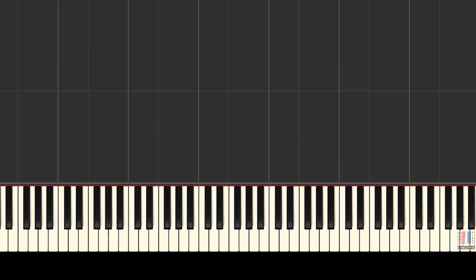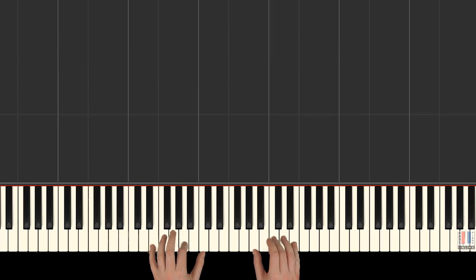So since you've mastered each hand separately, we can now combine hands together. Left hand plays E, A, C, fingers 5, 2, and 1, and right hand plays A, C, E, fingers 1, 3, and 5 together.